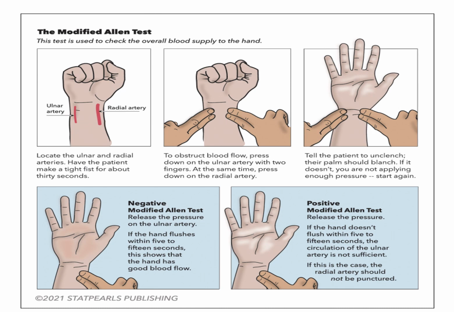So if the test is negative, that is, you release the pressure on the ulnar artery, the hand flushes within 5 to 15 seconds. This shows that the hand has good blood flow. And if the Allen test is positive, after releasing the pressure, the hand does not flush within 5 to 15 seconds and the circulation of the ulnar artery is not sufficient. In this case, the radial artery should not be punctured.